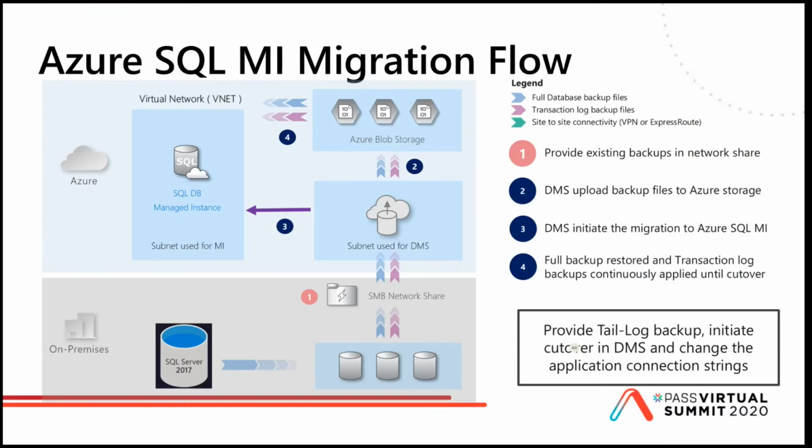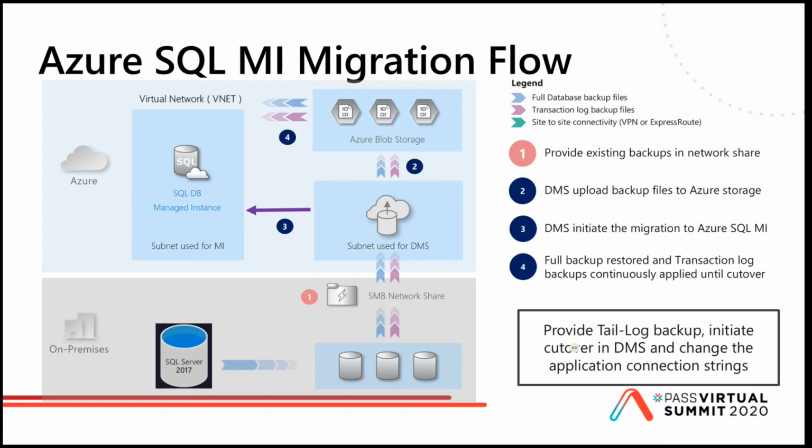Now, once you do the DMA assessment and understand how many databases are ready for the migration, then the second piece is migrating those databases from on-premise to Azure. And that's where we have Azure Database Migration Service, DMS. So DMS is the service which you can use for the offline migration as well as for the online migration.